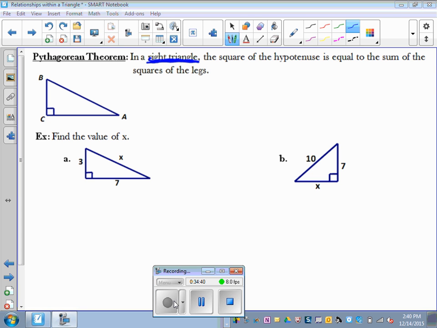And the Pythagorean theorem says that if you take the hypotenuse and you square that, and which side is your hypotenuse? Good, the side opposite of the right angle, which in a right triangle is always your longest side. That is equal to the sum of the squares of our other legs. So our legs are going to be the other two sides.